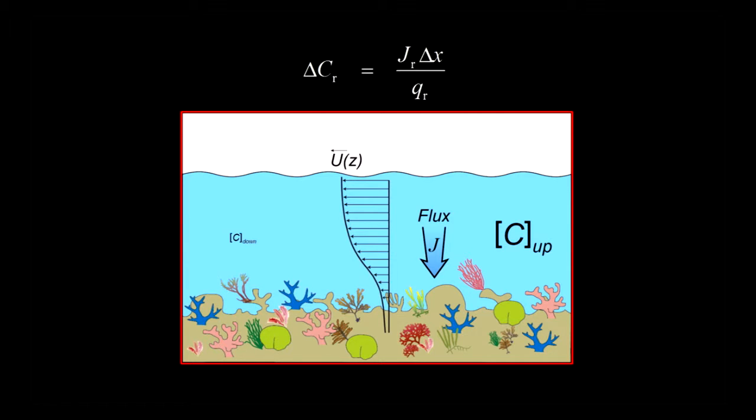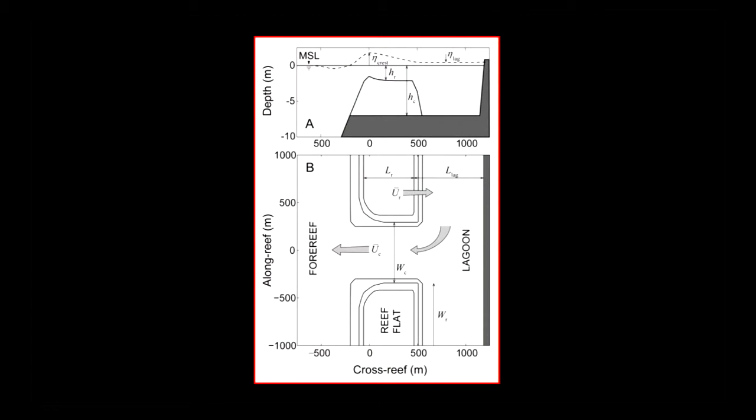So there's a fundamental relationship between the change in concentration you see over a given distance, the flux, and the cross-reef transport. And the cross-reef transport in a lot of these shallow reef systems, a majority of them, is driven by waves. So this is basically two cartoons. This is a sideways view of a reef platform with a lagoon, and this is an aerial view, or downward-looking view, of a reef platform.